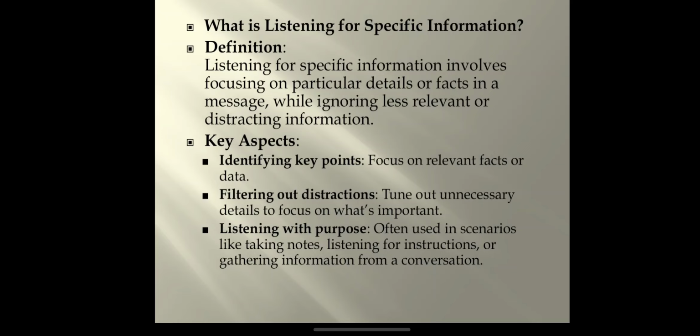Once the train name is not what we are looking for, then we stop listening to that. But at the same time, if the announcement is about the train which we are looking for, then we listen for the specific information, that is the expected time of arrival of that particular train. So that is the best example for listening for specific information.